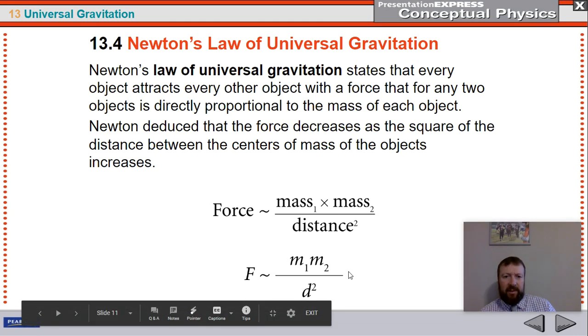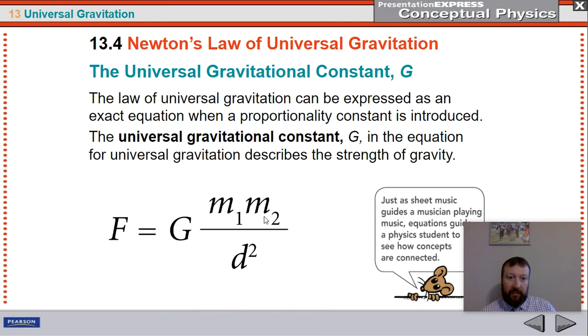And notice this little sign here is just proportional. It's not exactly equal to multiplying the masses and dividing by the distance squared. There is a constant that we have to put in there. So that universal constant is capital G. Notice lowercase g we use for the acceleration due to gravity, and that's 9.8 meters per second squared at the surface of the Earth. We find out that changes. The acceleration does, based on how far away from the center of the Earth you are. But we need this universal constant that Newton calculated and then was later confirmed by Cavendish.